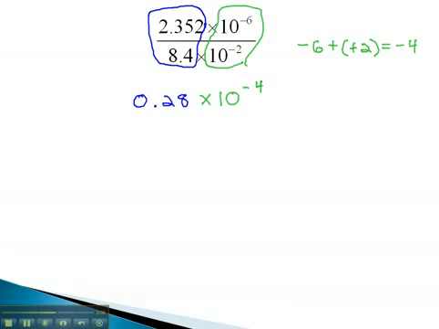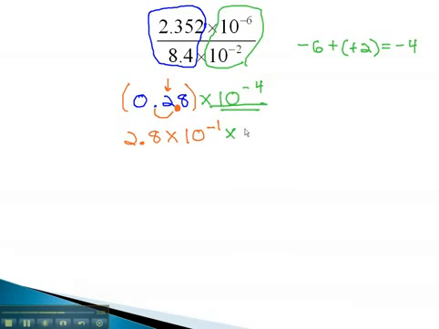Notice again, our final answer is not in scientific notation. It is too small. Because our number is small, we know we're going to need a negative exponent as we convert, putting the decimal where it belongs, after the 2. 2.8 times 10 to the negative, because the decimal was a small one, moving it once, -1.